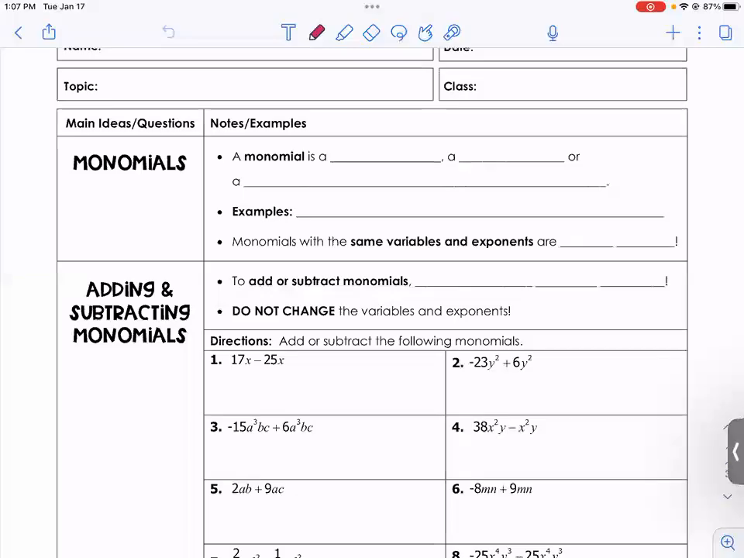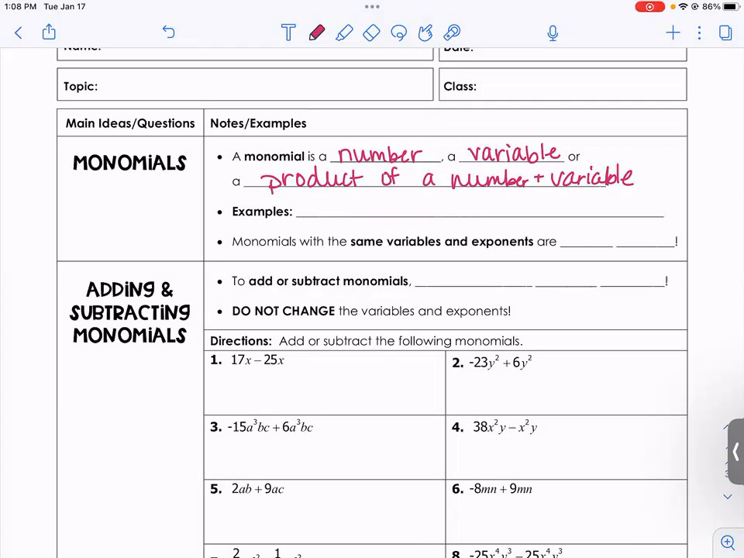Monomial. Have you heard it before? No. That prefix, mono. What number is that? 1. Okay. So a monomial is one number, a variable, or a product of a number and variable. But it's just one term is how I like to think of it. It's just one term. Okay.